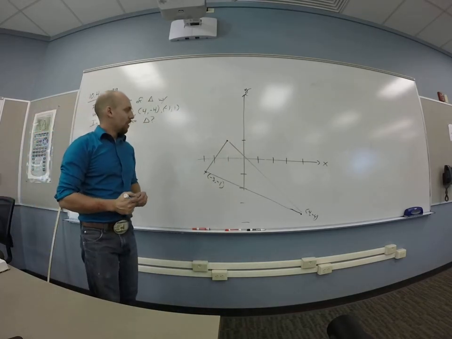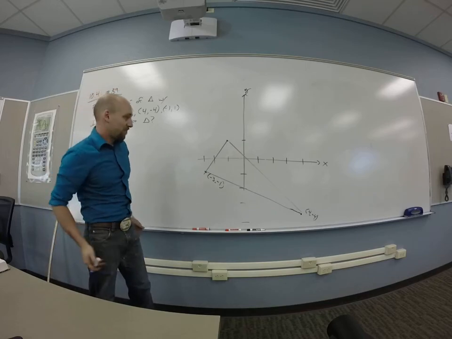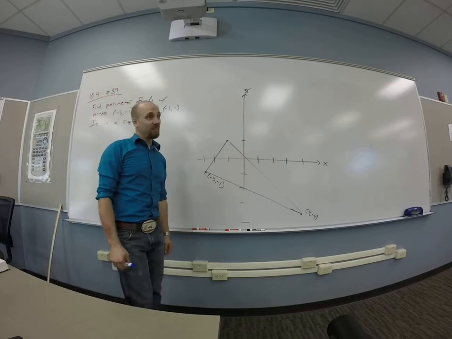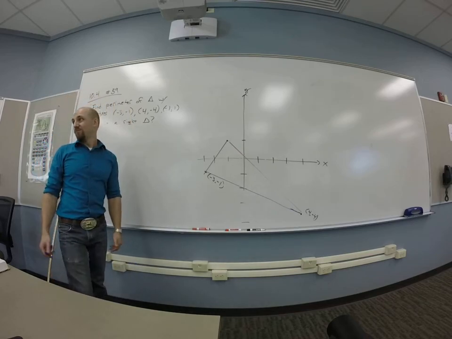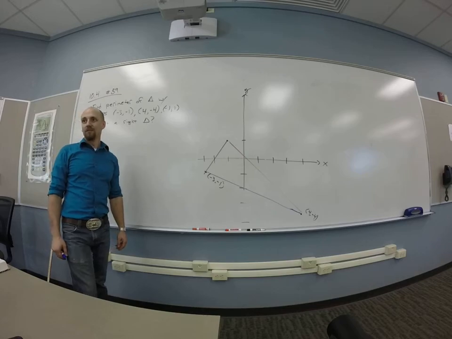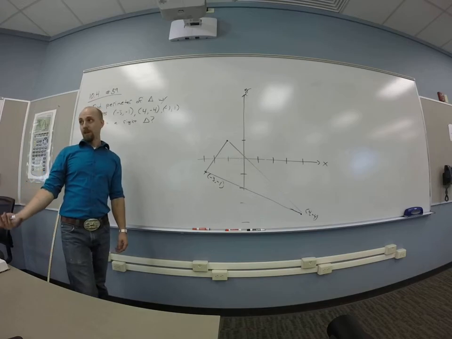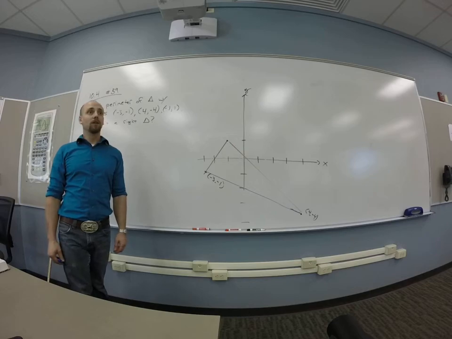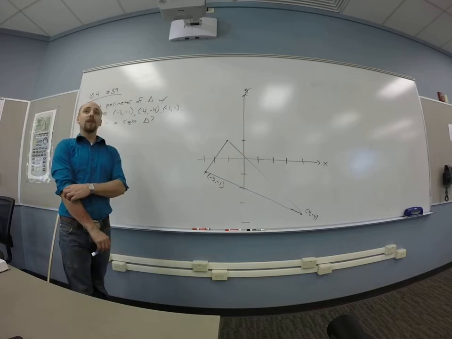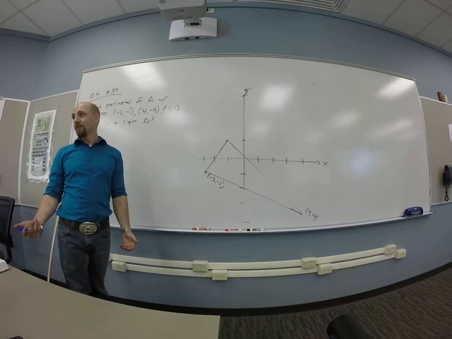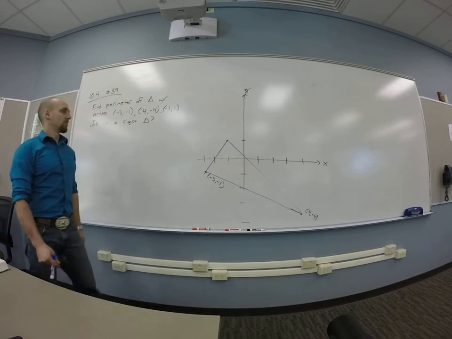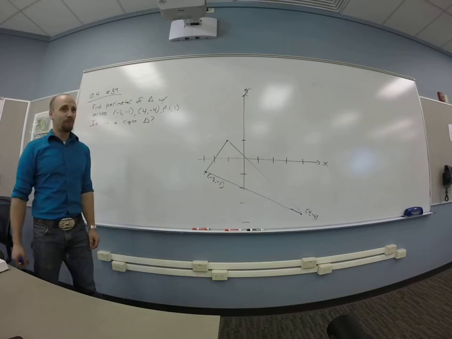So from eyeballing this, does it look like this is probably a right triangle? No, probably not. How would I check? Yeah, we could try the Pythagorean Theorem, right? To try the Pythagorean Theorem, I would need to know the lengths of the sides. Okay, so I might put that off for a minute.